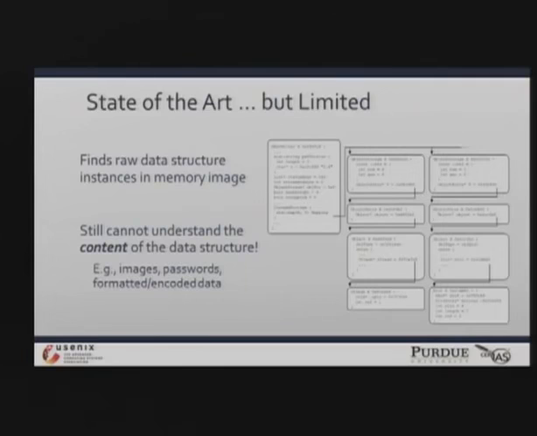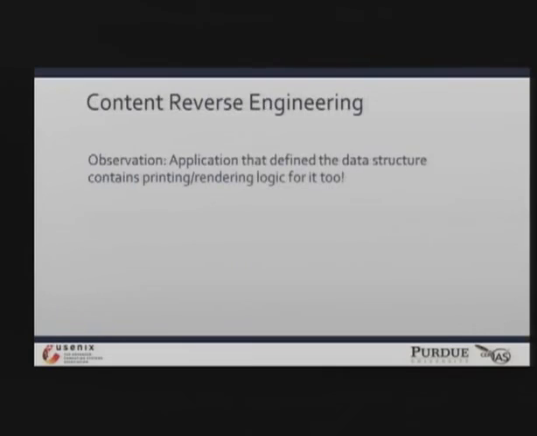No matter how good the state of the art is at uncovering these data structure instances, you still can't figure out what this PDF says. It's still just a blob of data to you. And this happens for all kinds of types of data structures, like passwords, images, formatted or encoded data that's in memory. Actually understanding the content of these data structures is extremely difficult, if not impossible, for human investigators. So we want to address this problem. We're calling this the content reverse engineering challenge in memory forensics, actually understanding the content of these data structures.